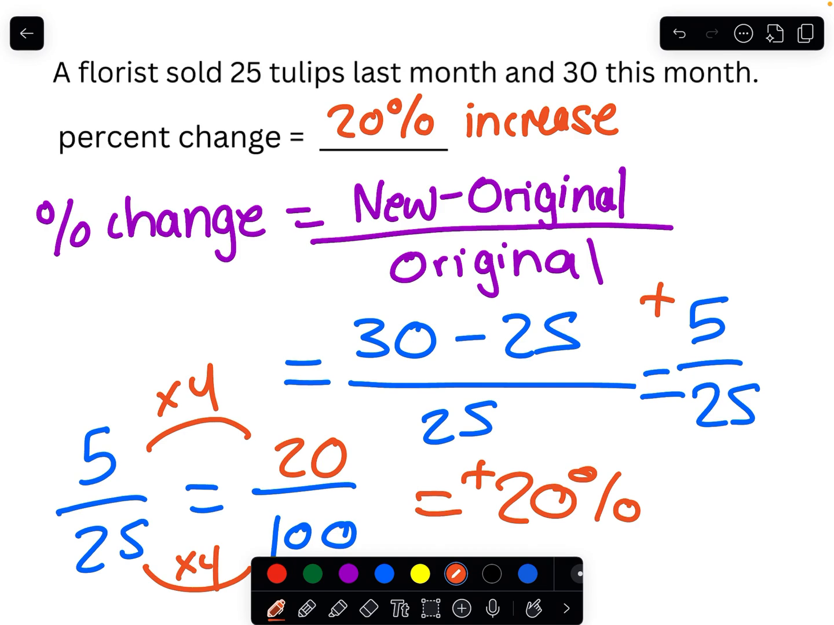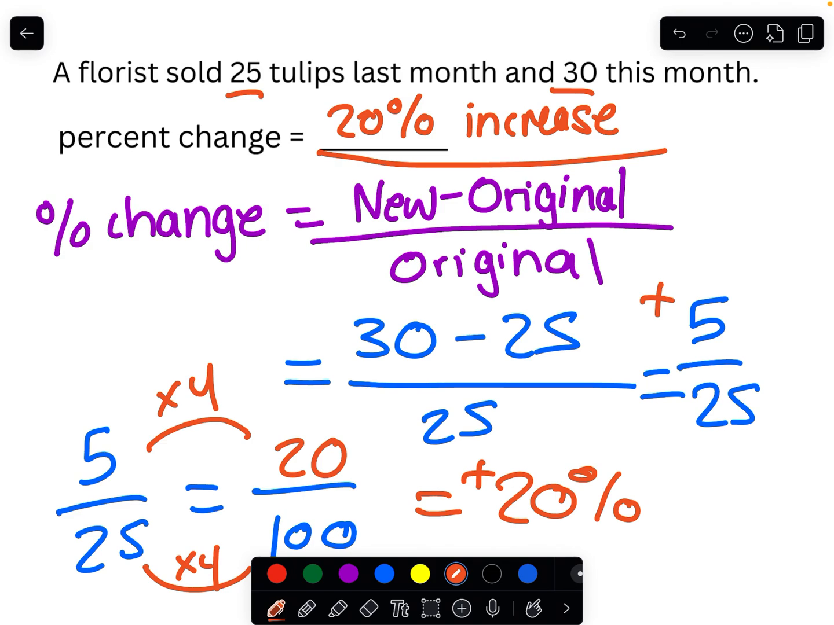And it's really interesting, the percents are interesting, because you can see here they sold 5 more tulips. It doesn't seem like a lot, but a 20% increase puts that into perspective. A 20% increase seems like a substantial increase for how many tulips you sell. I don't know, to me it does.